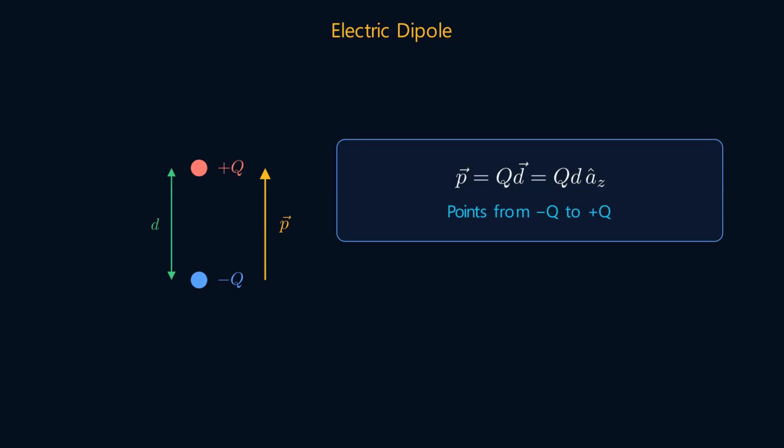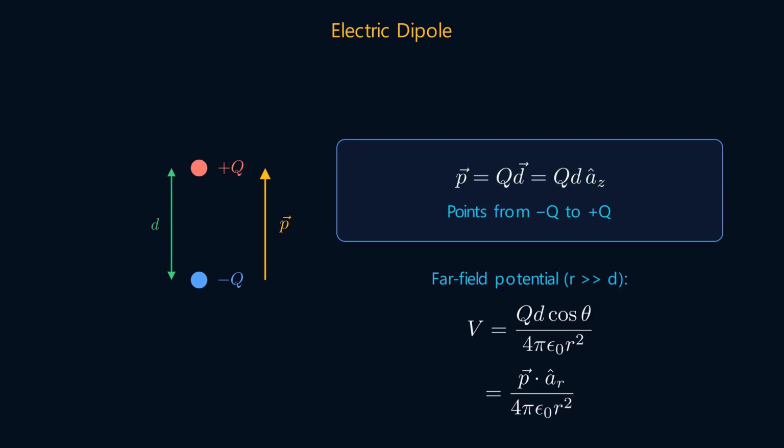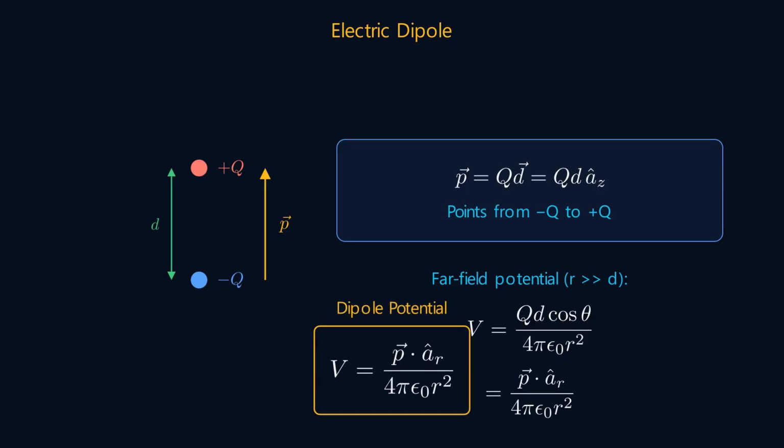An electric dipole consists of two charges, plus Q and minus Q, separated by a small distance d. The dipole moment is defined as p equals Q times d, and it points from the negative charge to the positive charge. For a dipole centered at the origin with its axis along z, the potential at a far point where r is much greater than d simplifies to V equals Q d cosine theta divided by 4 pi epsilon 0 r squared. We define the dipole moment vector p equals Q d a_z so that V equals p dot a_r divided by 4 pi epsilon 0 r squared.